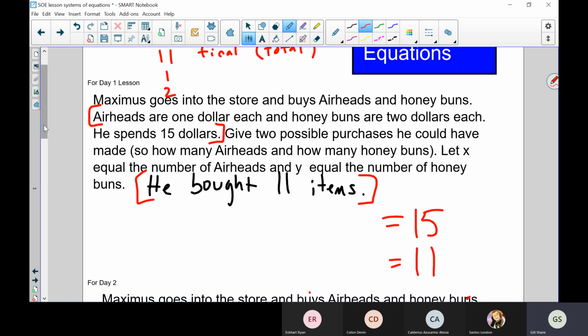What is the 15 about? Like, what's that representing? Money, right? That's about money. So I would say, I don't care if you write this in on the quiz. Go ahead and write money in. That's about money. What other numbers are about money in this word problem?